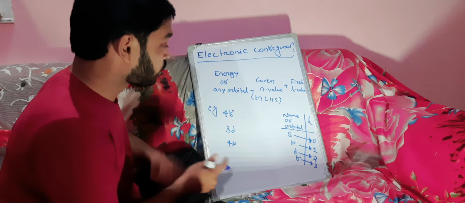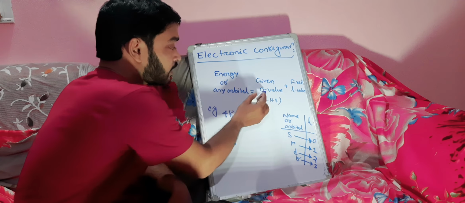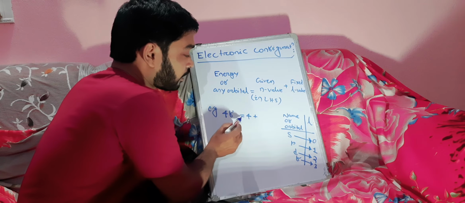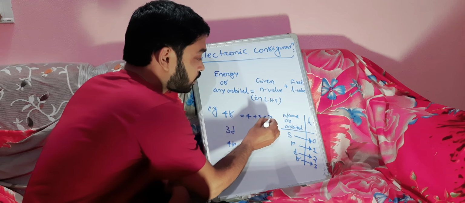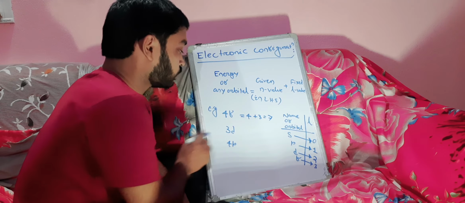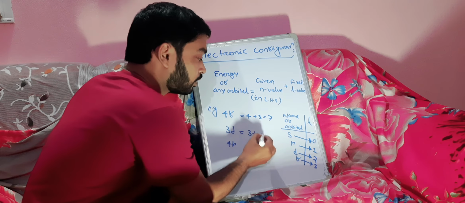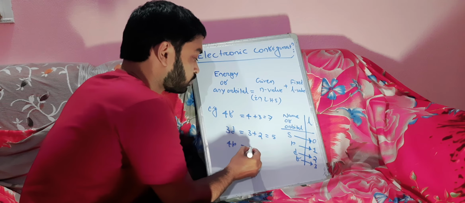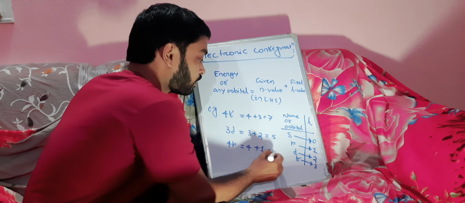So energy of 4f orbital will be 4 plus the L value. 4 is given in the left side, and f has the L value that is 3, 4 plus 3 is 7. So in 3d the energy will be 3 plus, D has the L value 2, so energy will be 5. And 4 plus, P has the L value that is 1, that is 5.